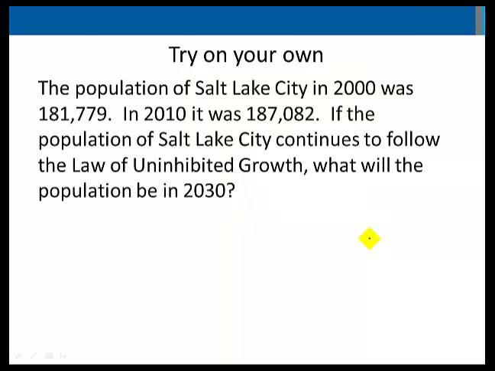Try on your own. The population of Salt Lake City in 2000 was 181,779. In 2010, it was 187,082. If the population of Salt Lake City continues to follow the law of uninhibited growth, what will the population be in 2030?